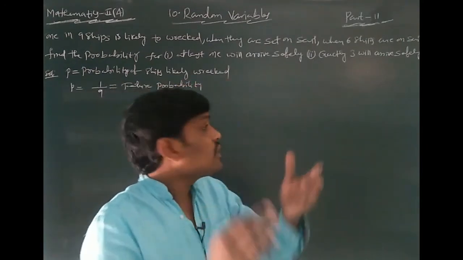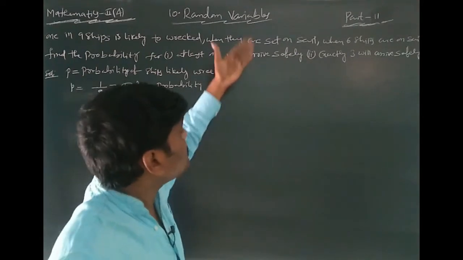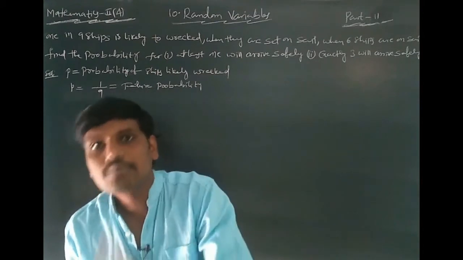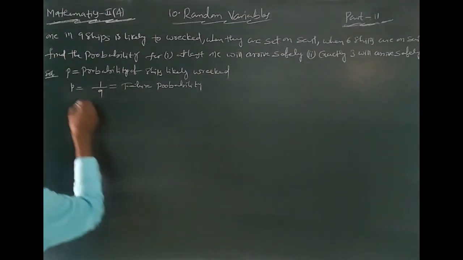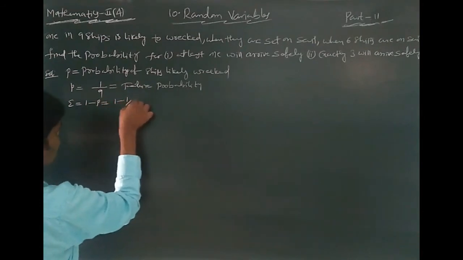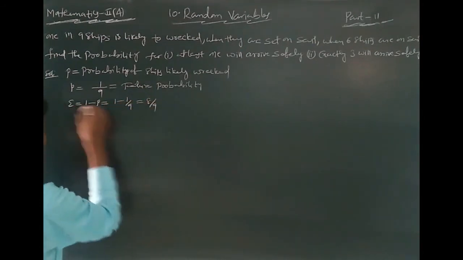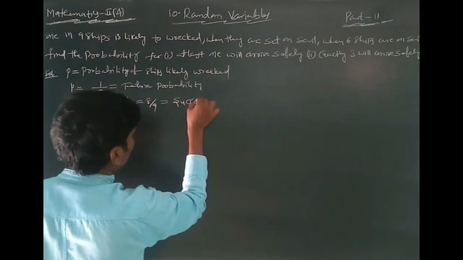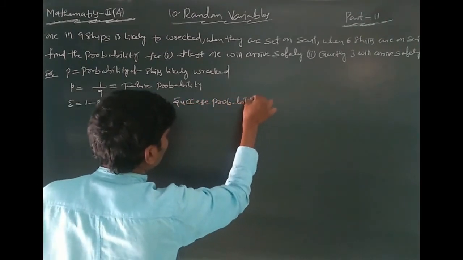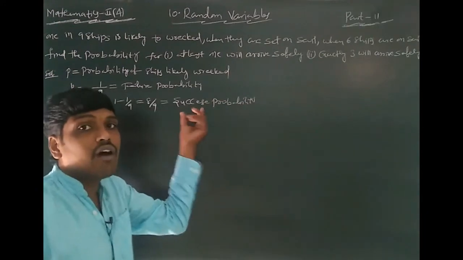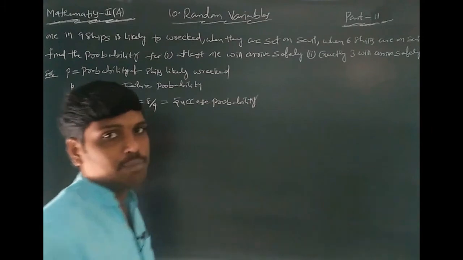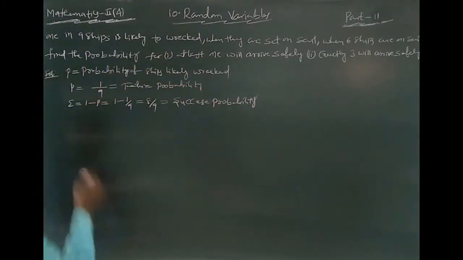Here ships arriving safely is nothing but success. Broken is nothing but failure. What is the success probability? Q is equal to 1 minus P. 1 minus 1 by 9, you get 8 by 9. This is the success probability. Understood or not? This is the probability of ships arriving safely.